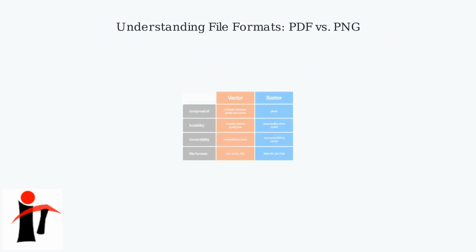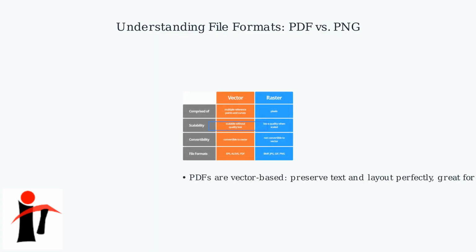PDFs are vector-based files that use mathematical descriptions to preserve text, layout, and graphics with perfect fidelity, making them ideal for documents that need to look the same on any device. However, they're not optimized for pixel-based image editing.